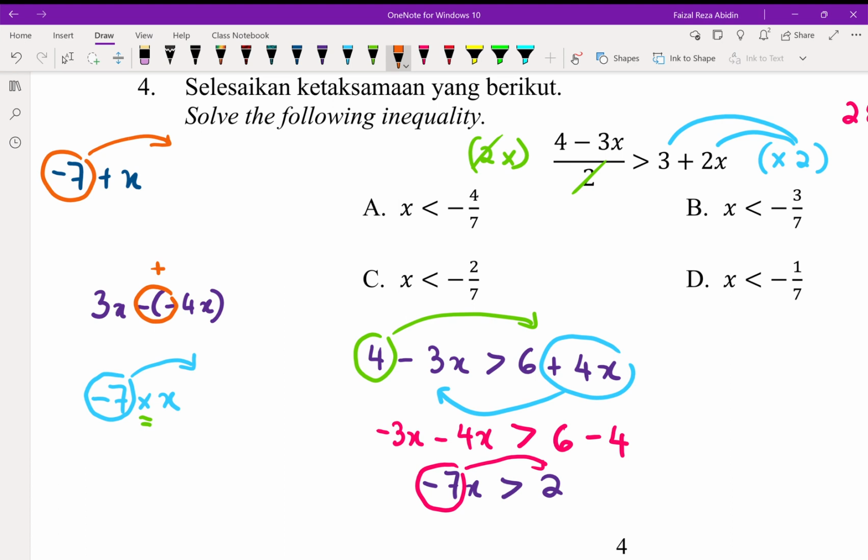Faham tak? So, one more thing. If I bring negative 7 to the right side, what happened to my sign of the inequality there? Yes. Remember, the sign of inequality will be changed. Flip lah. Maksudnya dia akan tukar arah tu. Bila apa? When we are going to times or divide with a negative number.